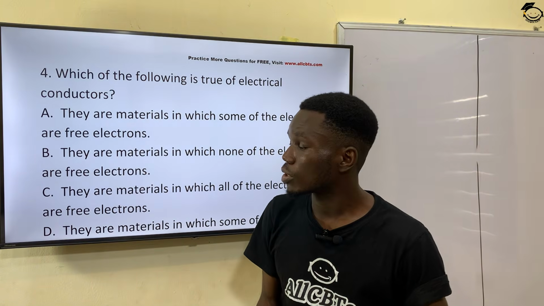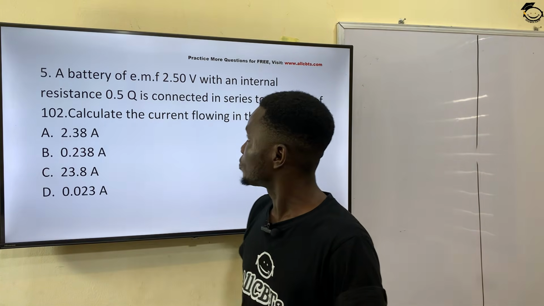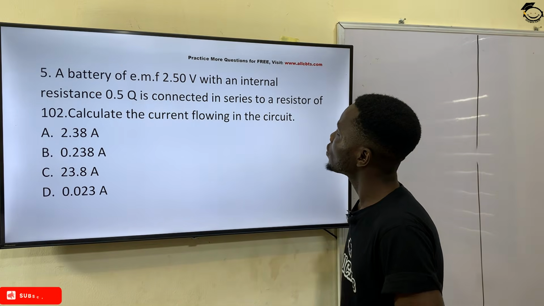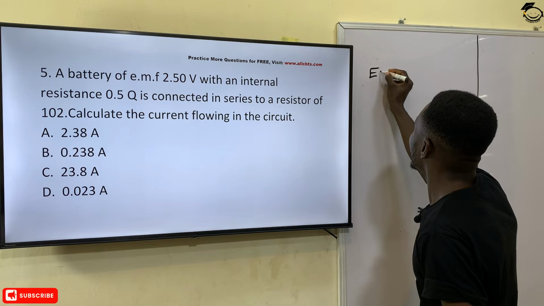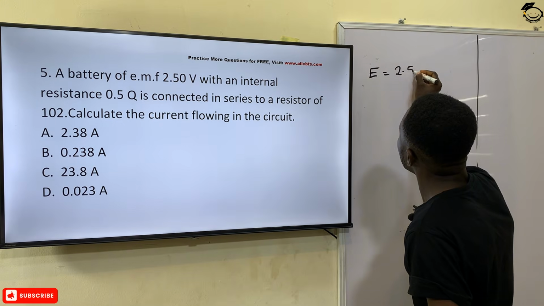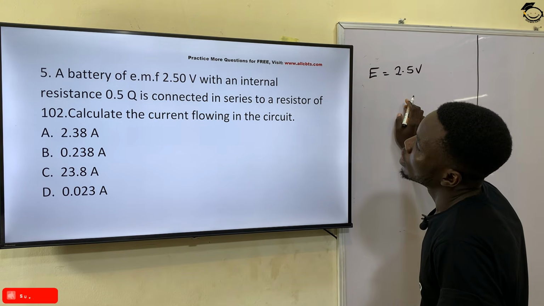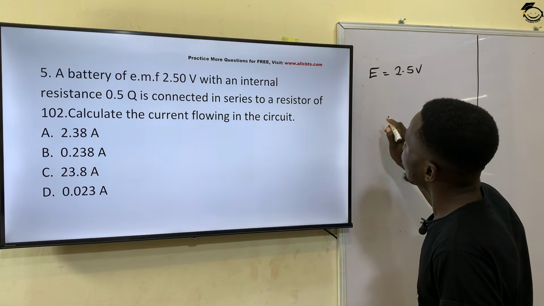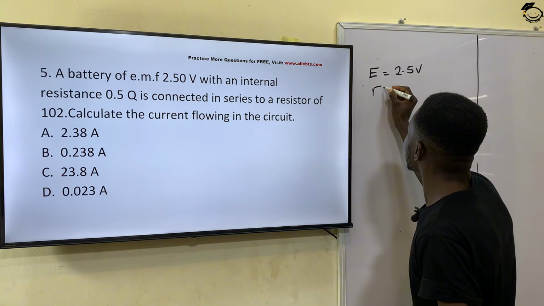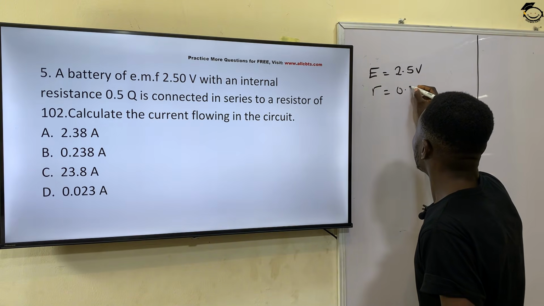So that takes us to question number 5, which says a battery of EMF 2.5 volts. So they gave us the EMF of this battery as 2.5 volts, with an internal resistance of 0.5 ohms. So we have our internal resistance as 0.5 ohms.